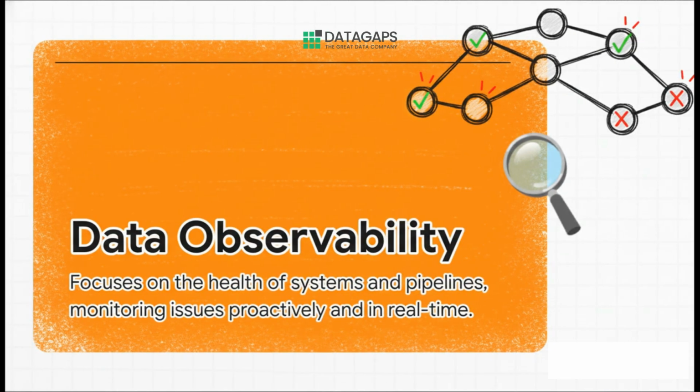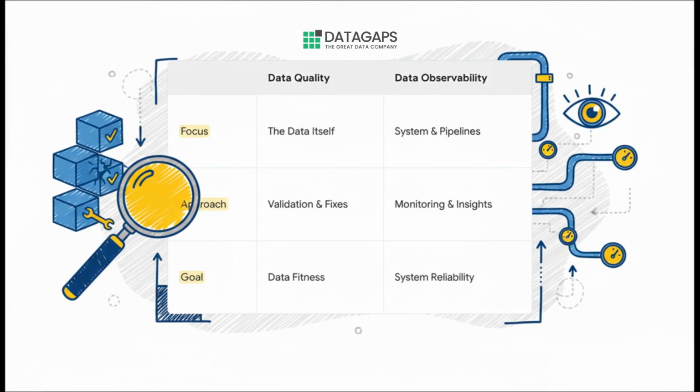Data observability, though, is totally different. It's about the journey, not just the destination. It's focused on the health of the entire system, the whole assembly line. Instead of just checking the finished car, it's watching the robots and conveyor belts in real time, looking for any weird behavior that could lead to a faulty product down the line. It's proactive.